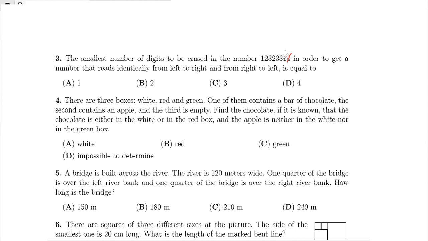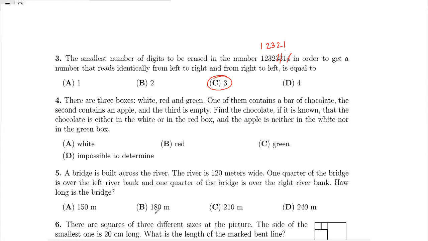So you have a 1 and a 1 which is same. You have a 2 here and you have a 3 here. So I delete these two, right? So then the number that I'll have is 1, 2, 3 and 2, 1. So if you read it from left to right, it'll be 1, 2, 3, 2, 1. And then if you read it from right, 1, 2, 3, 2, 1. So it'll be the same number. So how many digits have we erased? We have erased 3 digits. So my answer is option number C.